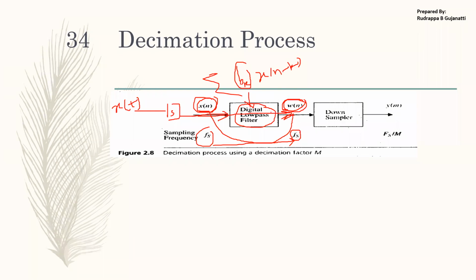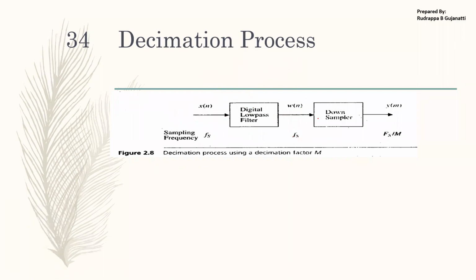If there are 10 samples in x of n, there will be 10 samples in y of n in the filtered sequence. So that is what it represents. Now, once you have the filtered sequence, w of n, what I want to do is the decimation process.